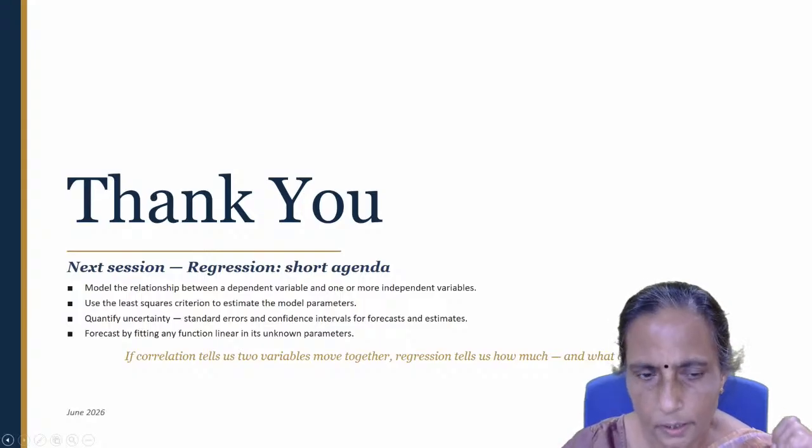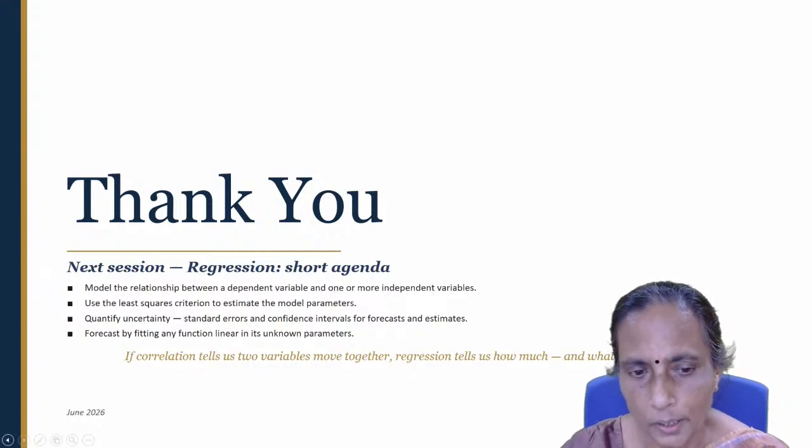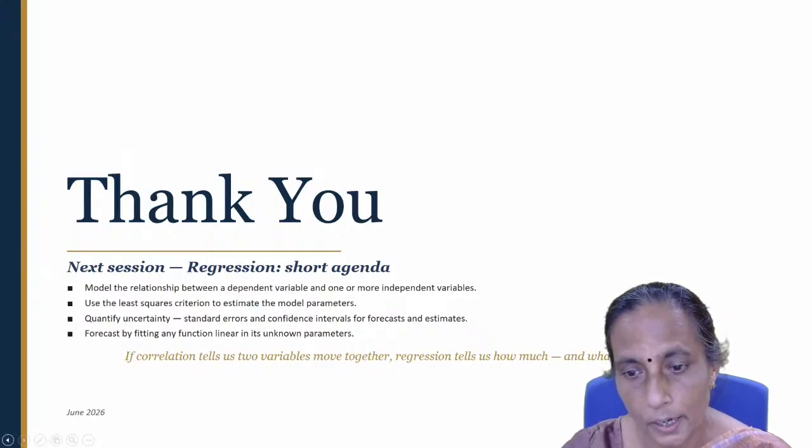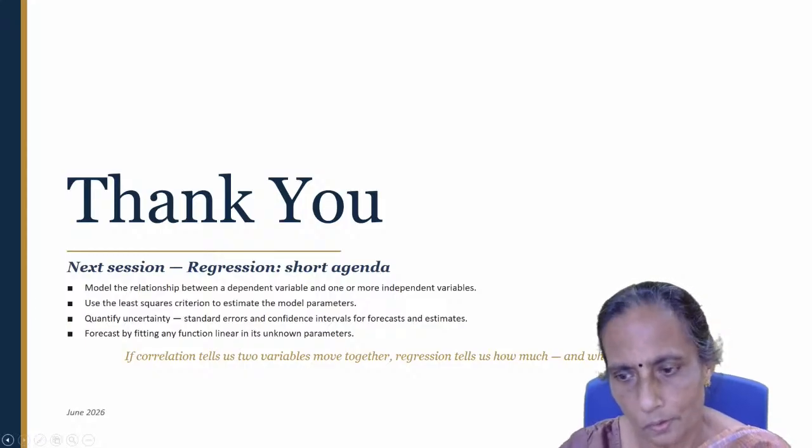So in the next session, we will be discussing regression with this sorted agenda. If correlation tells us two variables move together, regression tells us how much they move together. So that is what comes next.